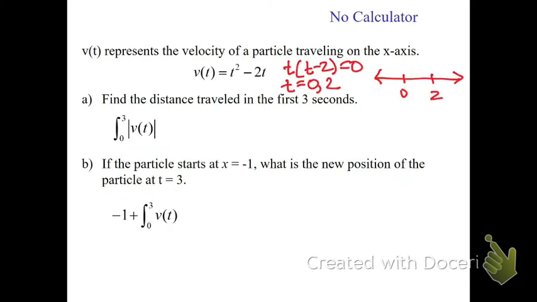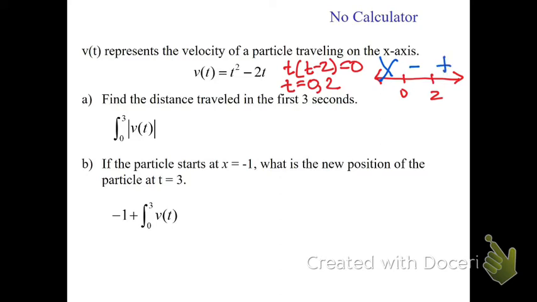I'm going to do a velocity sign chart. I set the factors equal to 0. Left of 0 is really dumb because there is no negative time. Between 0 and 2, I'm going to plug in a 1 and I get a negative. After 2, I'll plug in a 3 and I get a positive.